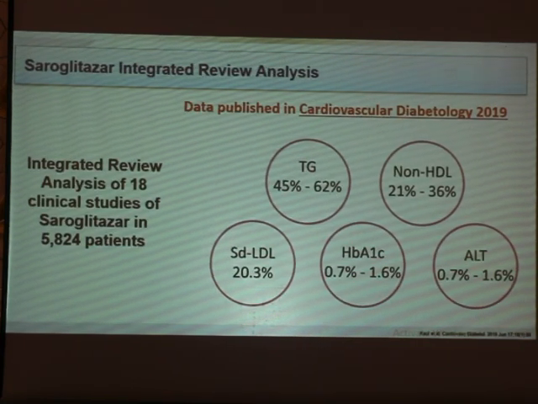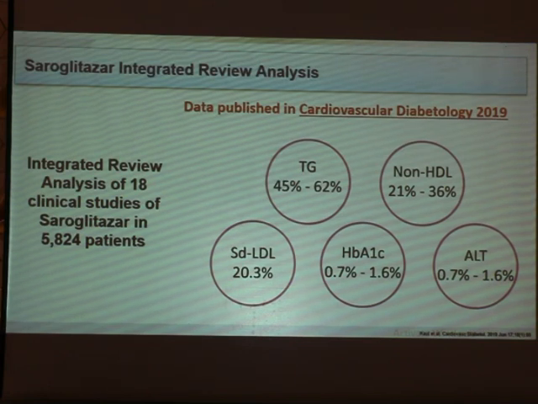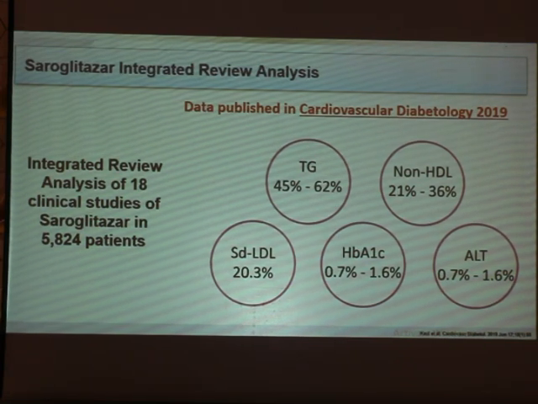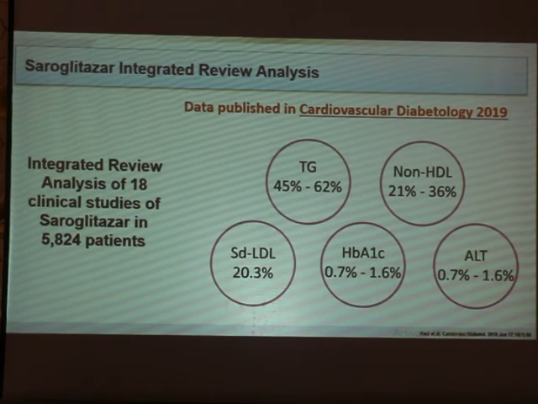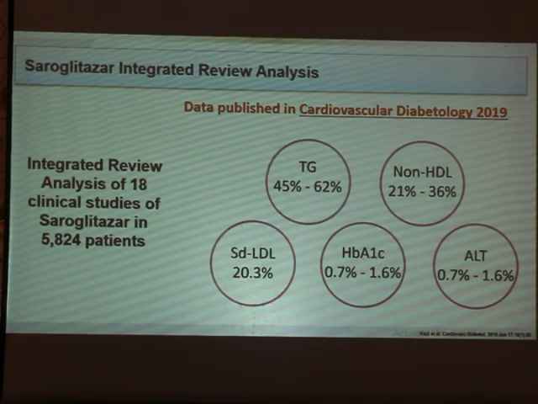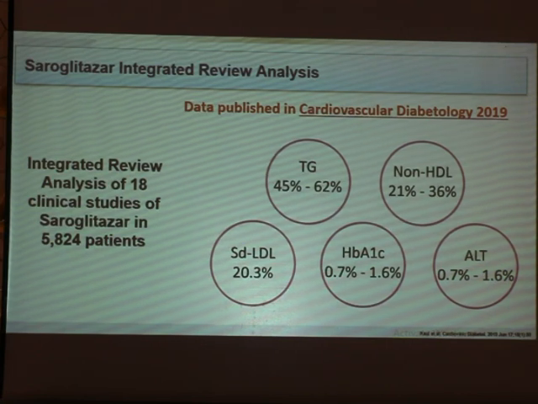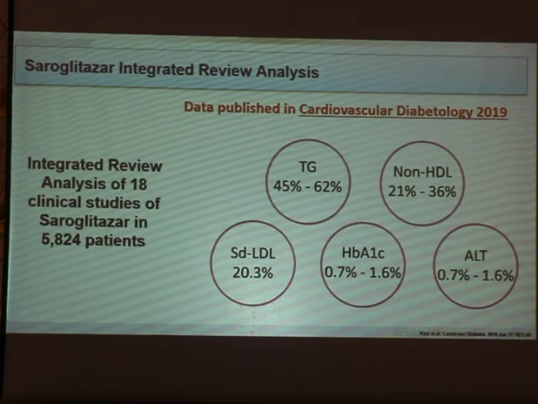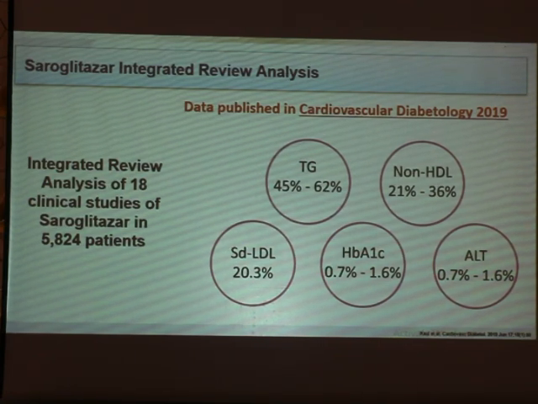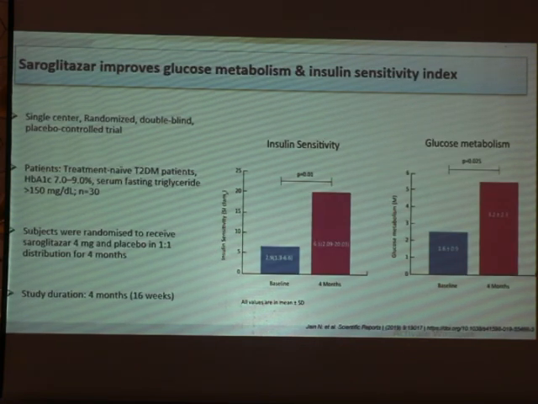So there is this data which was published in Cardiovascular Diabetology in 2019. It was a review analysis of 18 studies of semaglutide involving around 5,000 plus patients, in which it showed improvement in triglycerides, HbA1c reduction from around 0.7% to 1.6%, ALT reduction of around 0.7% to 1.6%, and reduction in small LDL by 20.3%.